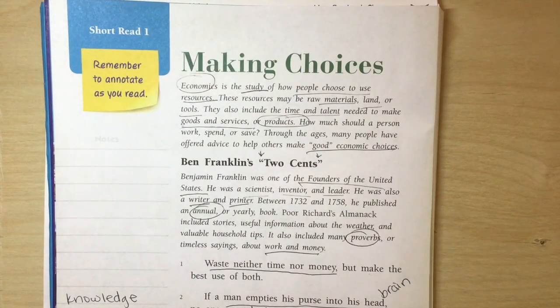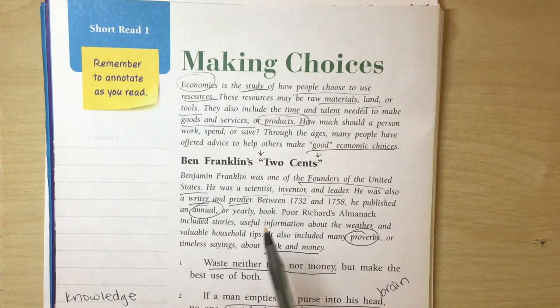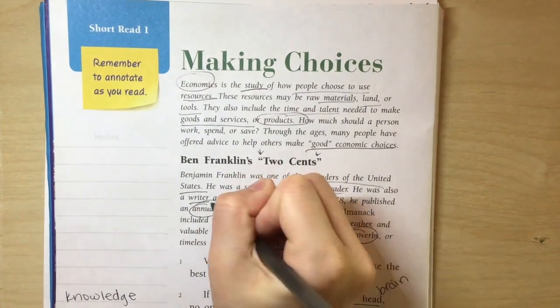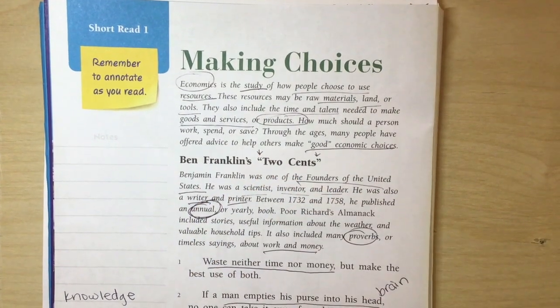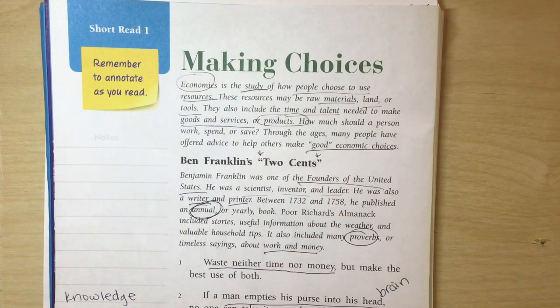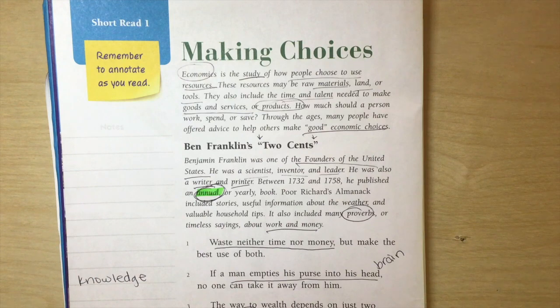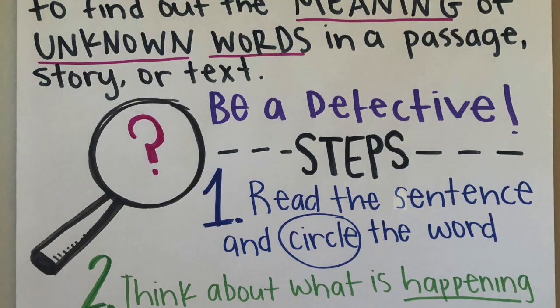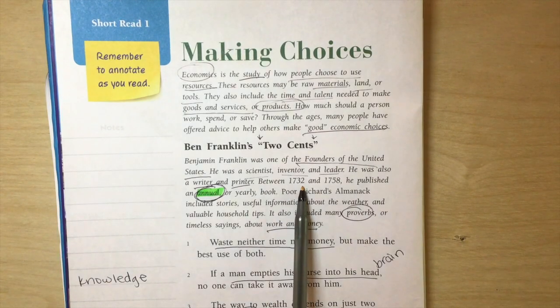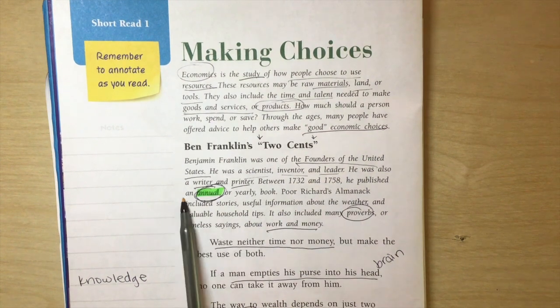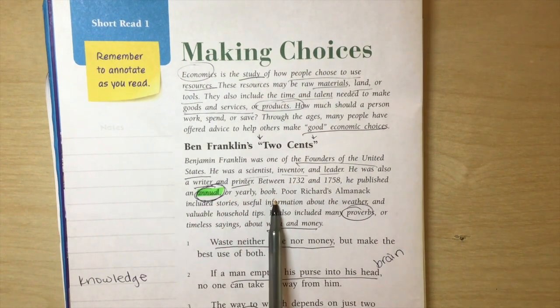context clue steps by first reading the sentence and circling the word. So it's in the second one. Ooh, look at that. I've already circled the word. You know what? To help you guys, I'm actually going to highlight the word. All right, looking at my anchor chart, first thing I need to do is read the sentence with the word. So I'm going to just read the sentence. Between 1732 and 1758, he published an annual or yearly book.